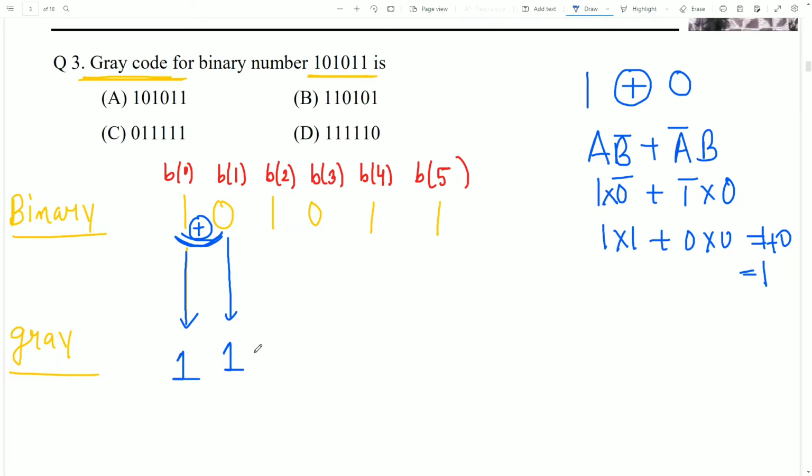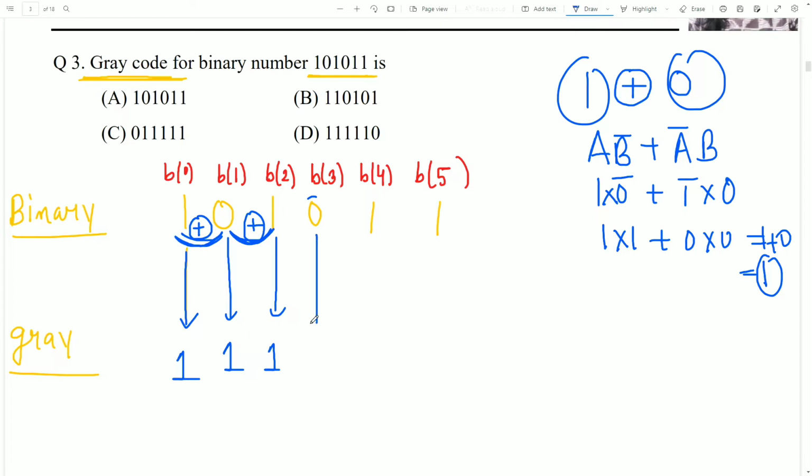Now what will be the next bit? Again you go with the XOR operation of the next two digits, which is again 0 and 1, which means this operation is going to repeat, and you will get 1 again over here. After that, you have again 1 and 0, a combination of two digits, and when you find the XOR of these two, you will again get 1 because this is a repeated process. After that, you have 0 1, again a repeated process, so you can directly write 1 over here.